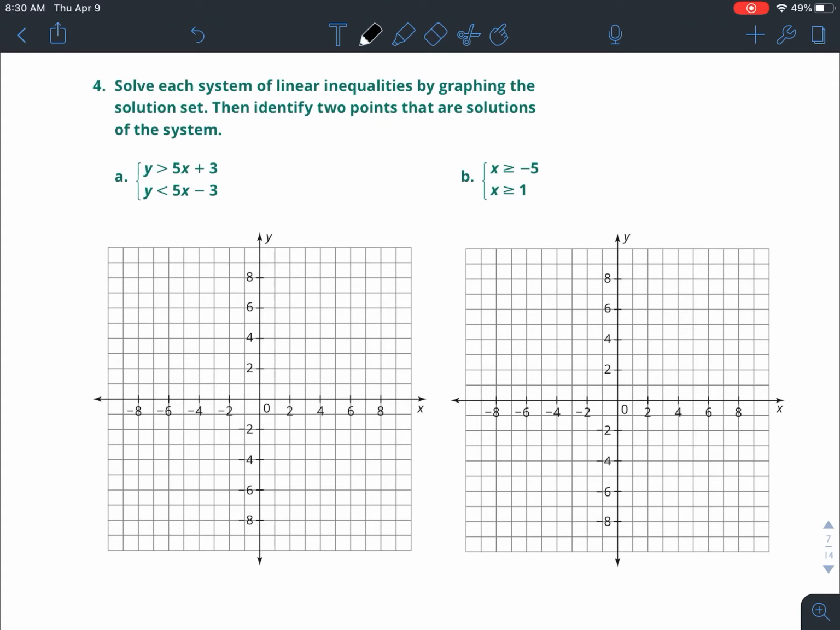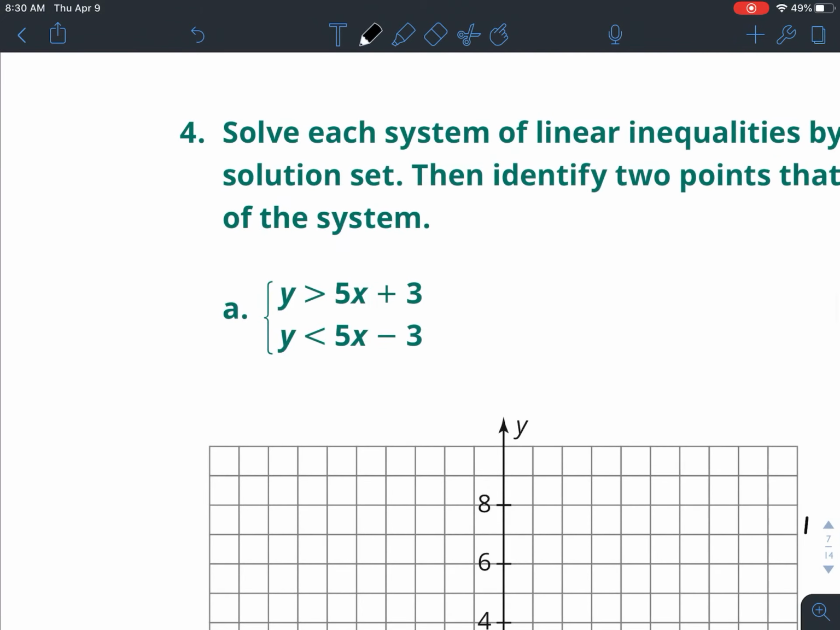This is going to be a little graphing part. We're going to practice some graphing on these. Solve each system of linear inequalities by graphing the solution set. Then identify 2 points that are solutions of the system. Right away, looking at this, we are in our graphing standard form. Looking at these, we're going to use dotted lines.